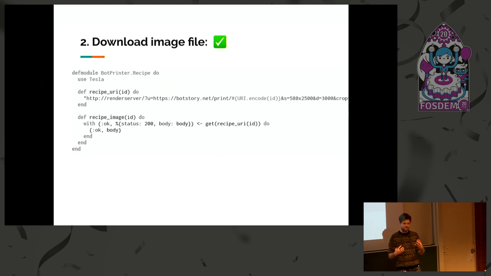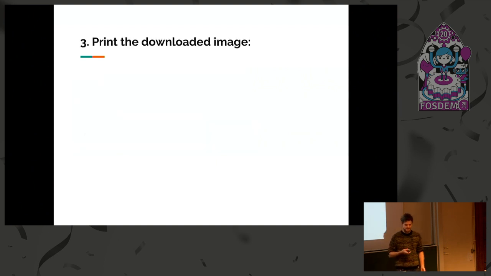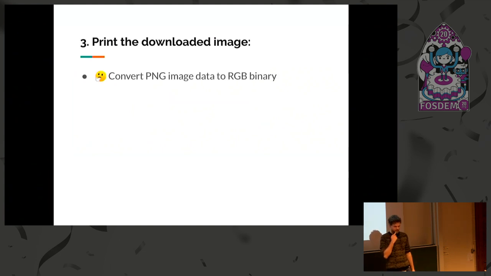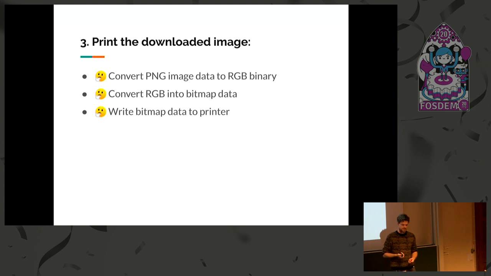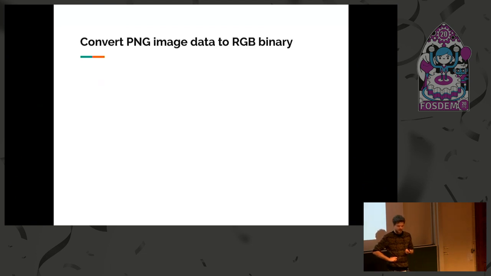But now we have the bytes. So what do we do with the bytes? Well, we need to convert it to some kind of thing that the printer understands, and then we need to write that to the printer. So the first step, of course, is that you have a PNG, and we need to get the pixels out of the PNG, because we need to decode it.